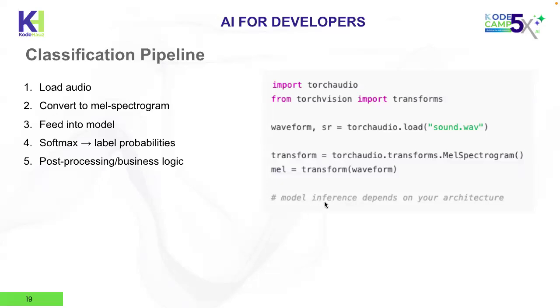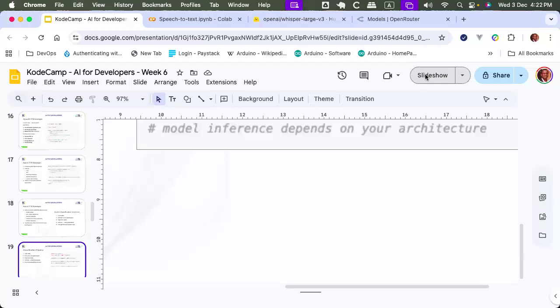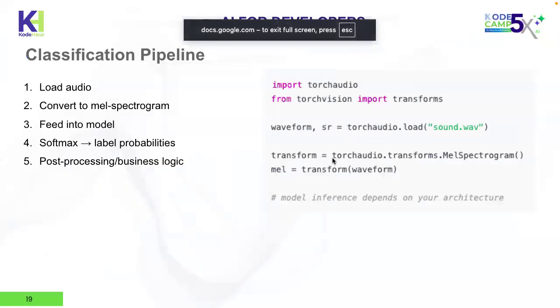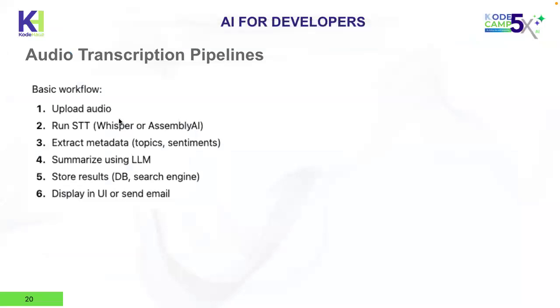Then we have audio transcription pipelines. For audio transcription, the basic workflow is: upload the audio, then run speech to text, which is either Whisper or Assembly AI or any other one that you can get, Gemini and so on. Then you extract metadata based on the transcription and the prompt that you give, right?